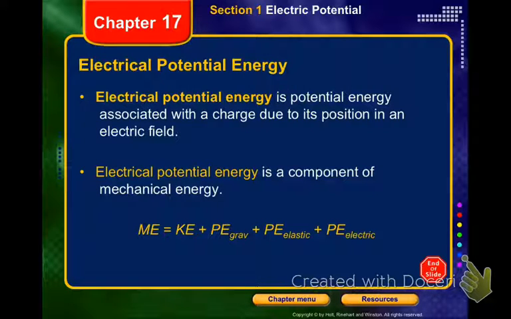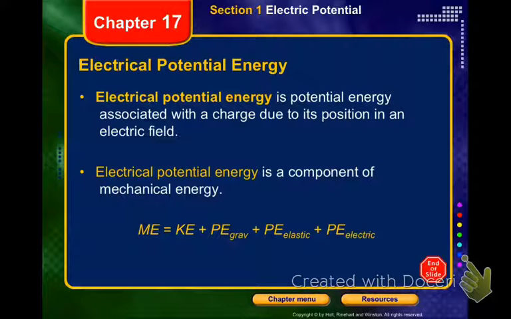So an additional component to our mechanical energy equation. We already had kinetic energy and potential energy. We talked about those early in the year, gravitational potential energy. Recently we added on elastic potential energy, and then today we're going to add on electric potential energy to round out what we're going to do with mechanical energy.